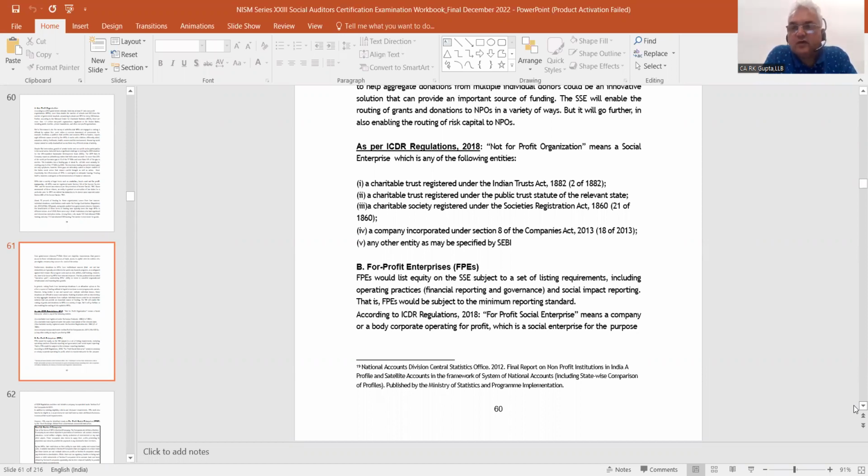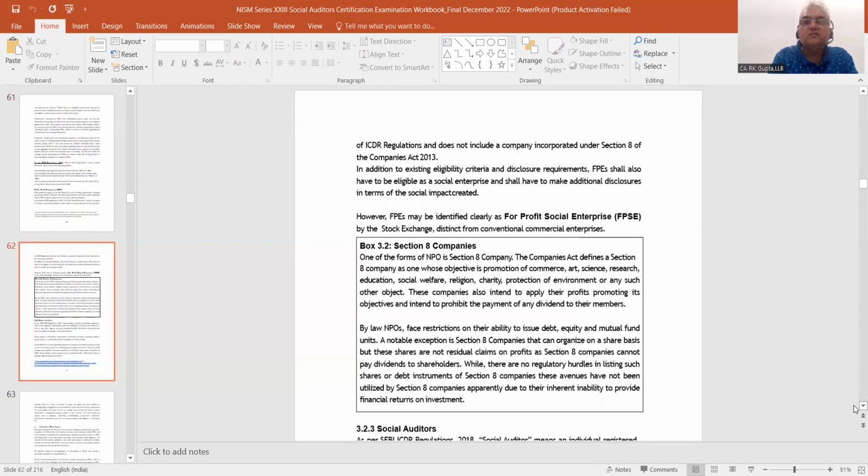According to ICDR regulations, a for profit social enterprise means a company or a body corporate operating for profit, which is a social enterprise for the purpose of ICDR regulations, and does not include a company incorporated under Section 8 of the Companies Act 2013. So in addition to existing eligibility criteria and disclosure requirements, for-profit enterprises shall also have to be eligible as a social enterprise. So it has to be an enterprise which is intending to create a social impact and shall have to make additional disclosures in terms of the social impact created. However, for-profit enterprises may be identified clearly as for-profit social enterprises by the stock exchange, distinct from conventional commercial enterprises.